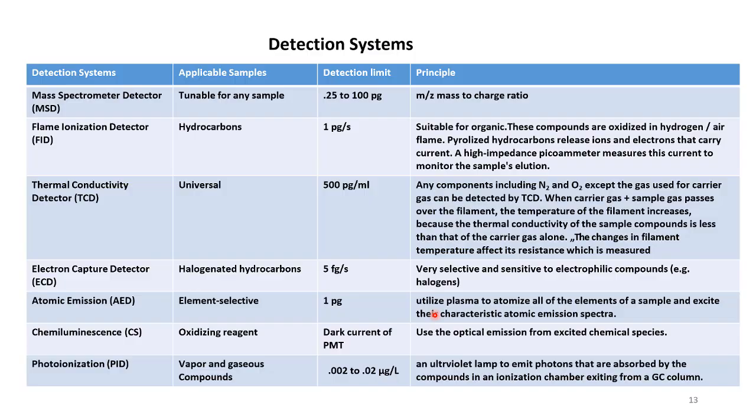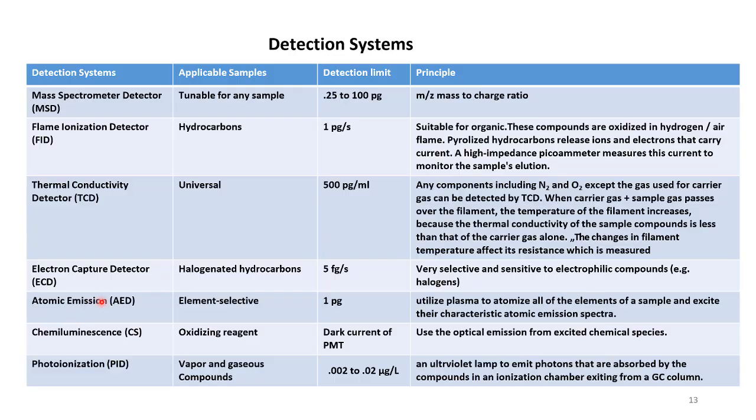So there are different detection systems, as I explained earlier. We have the mass spectrometer detector. It has a detection limit of 0.25 to 100 picogram, which is the most sensitive one. Then we have the flame ionization detector. Its detection limit is 1 picogram per second. These are used for hydrocarbons. Then the thermal conductivity detector. These are universal, and this has a detection limit of 500 picogram per ml. Then the electron capture detector. It has a detection limit of 5 femtogram per second.